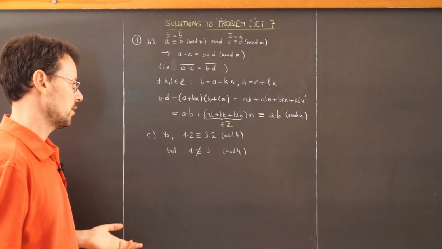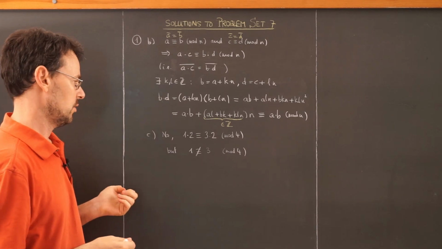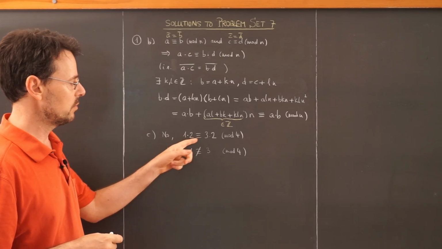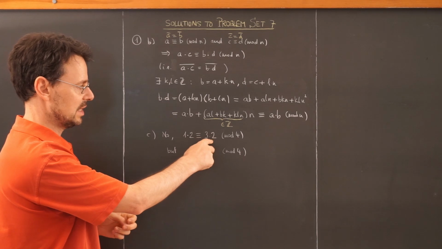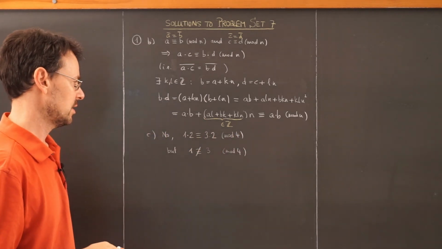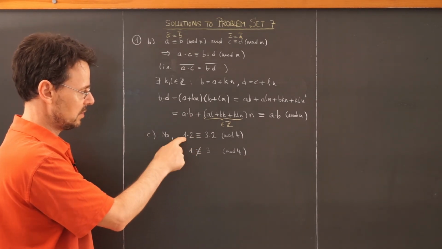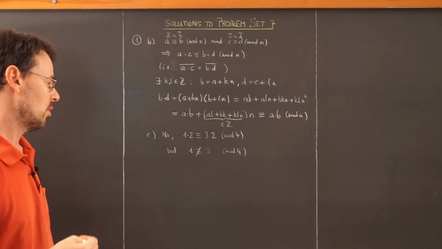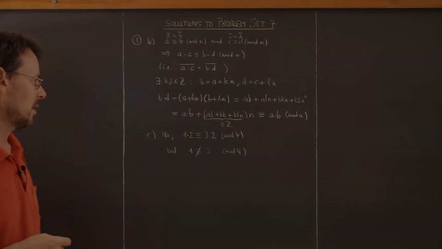Okay, part C is not true. You can't divide a congruence by any integer number, as this easy example here shows. For example, 1 times 2 is congruent to 3 times 2 mod 4. Why? Because this here is 6, 6 mod 4 is 2, so 2 is congruent to 6. But if I cancel the 2, then this is no longer true, because then I have 1 here and 3 here, and those are not congruent mod 4. So you cannot in general divide a congruence by a number.